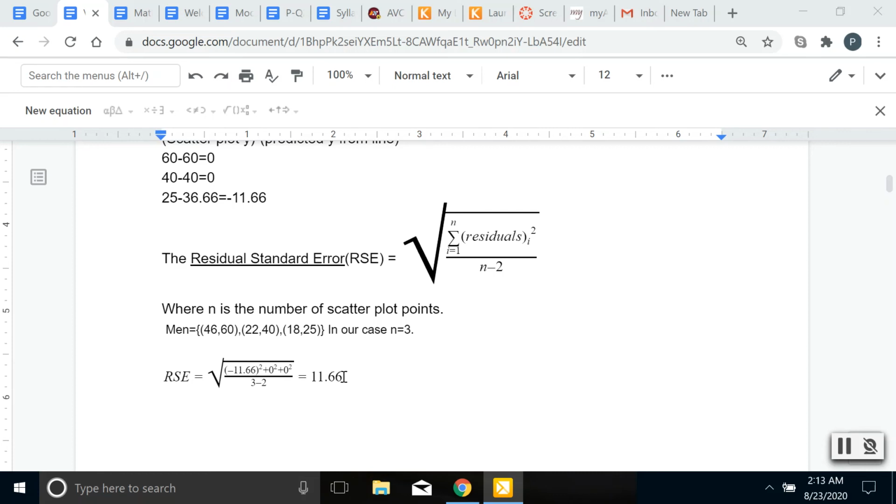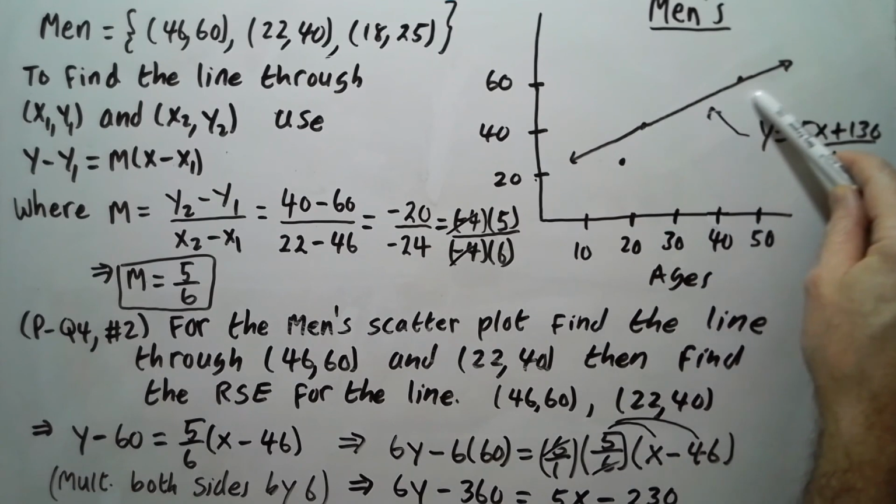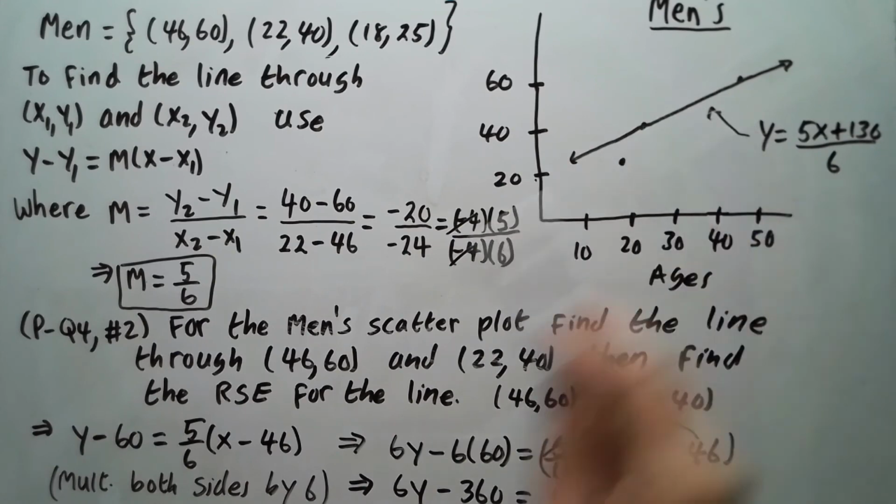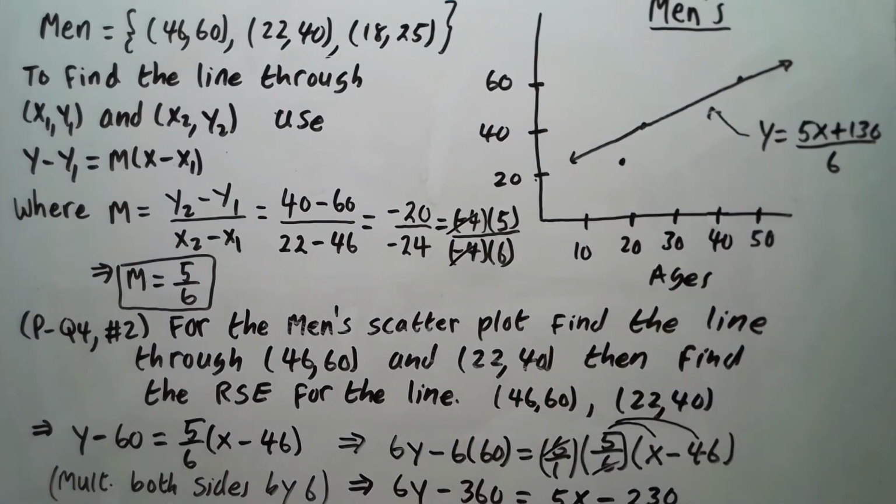Okay, so the RSE, the 11.66, kind of tells us how good our line fits the data. So let's go back to our line over here. So this is our line up here. You can see it went through 2 of the points, but didn't go through this one. So the RSE is giving us a measure of how good this fit is. So pretty much the bigger the RSE value is, the worse the line fits the data, and the smaller the RSE is, the better it fits the data. So you want to try and minimize the RSE value. Yes, you want to minimize RSE.